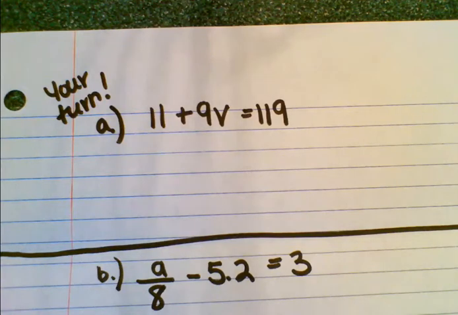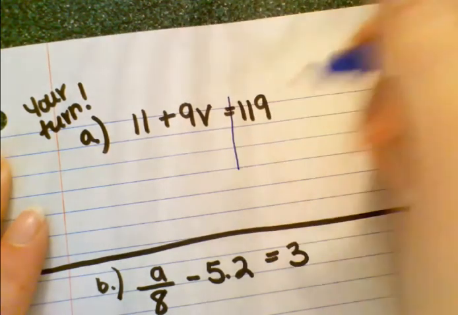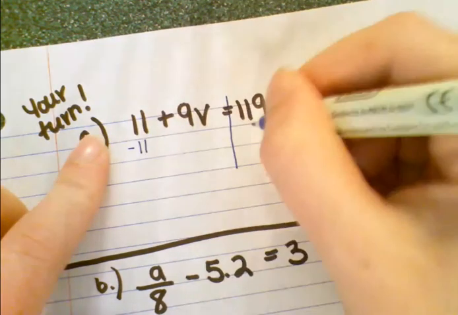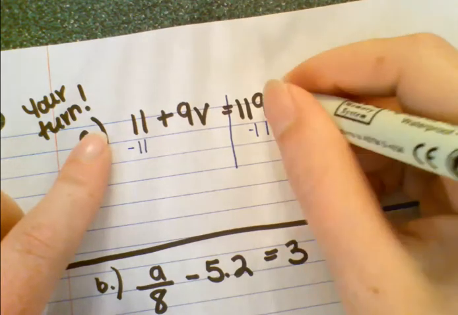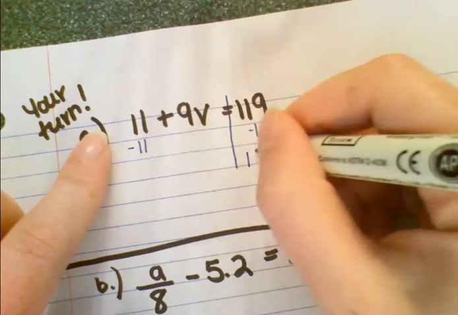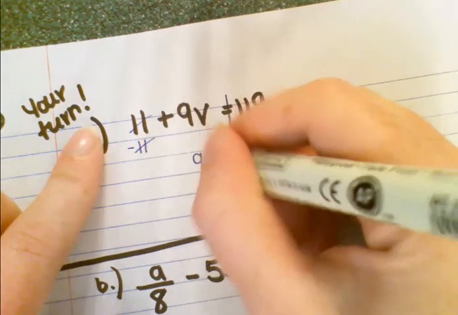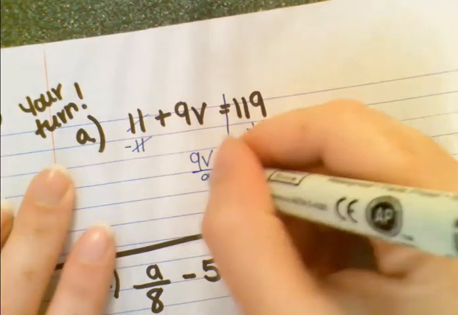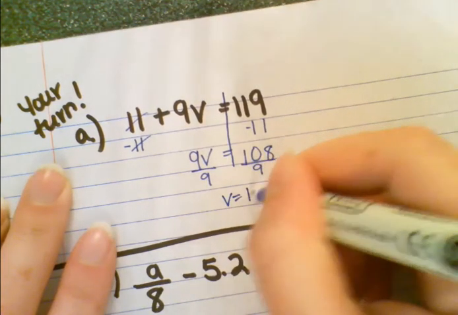Alright, so let's go ahead and go through these problems together. Check your work with me as we go through them. We are going to want to get rid of this positive 11 first, so I'm going to minus 11 from both sides. So 119 minus 11 would be 108, and the 11s on the left-hand side get crossed out, so 9v equals 108. We divide both sides by 9.